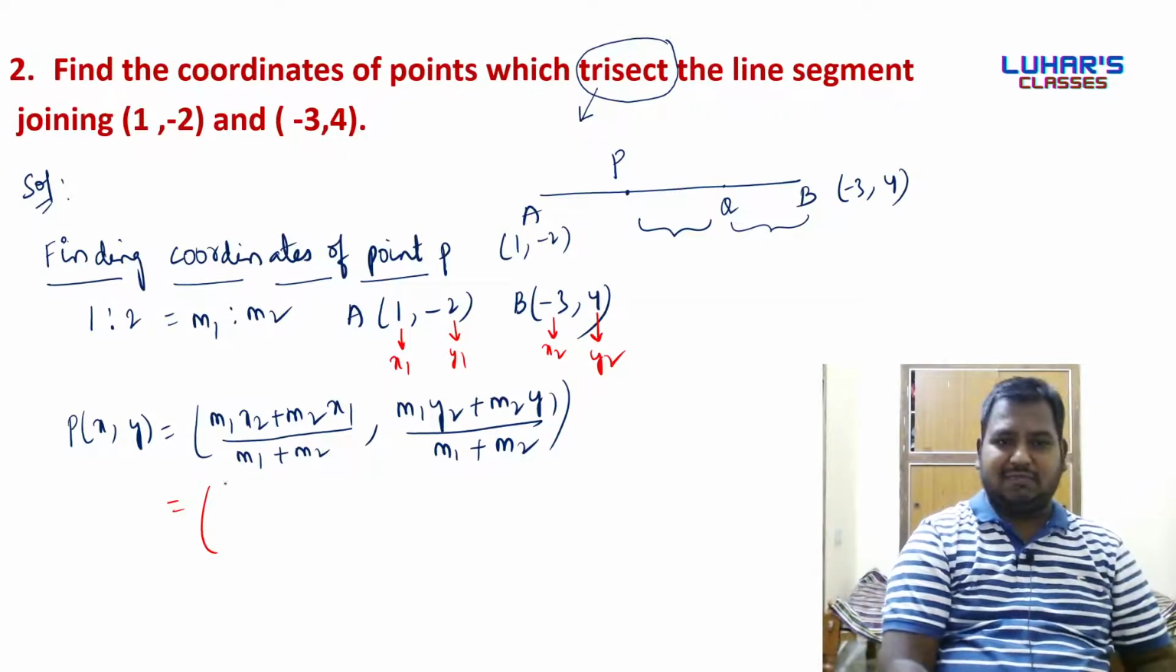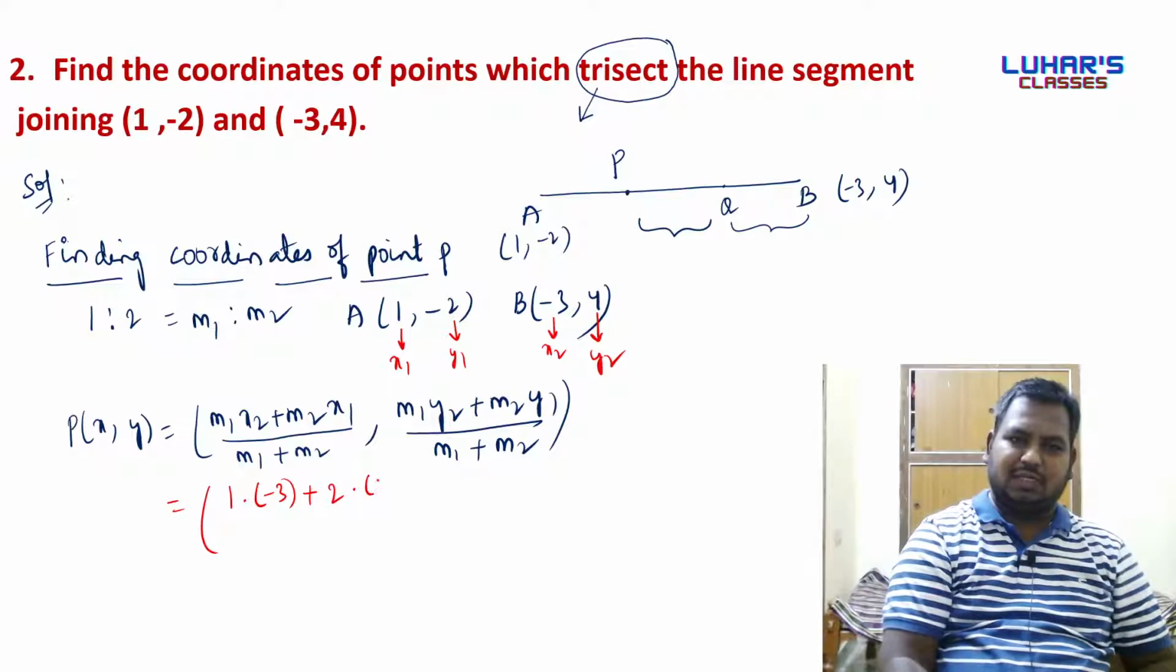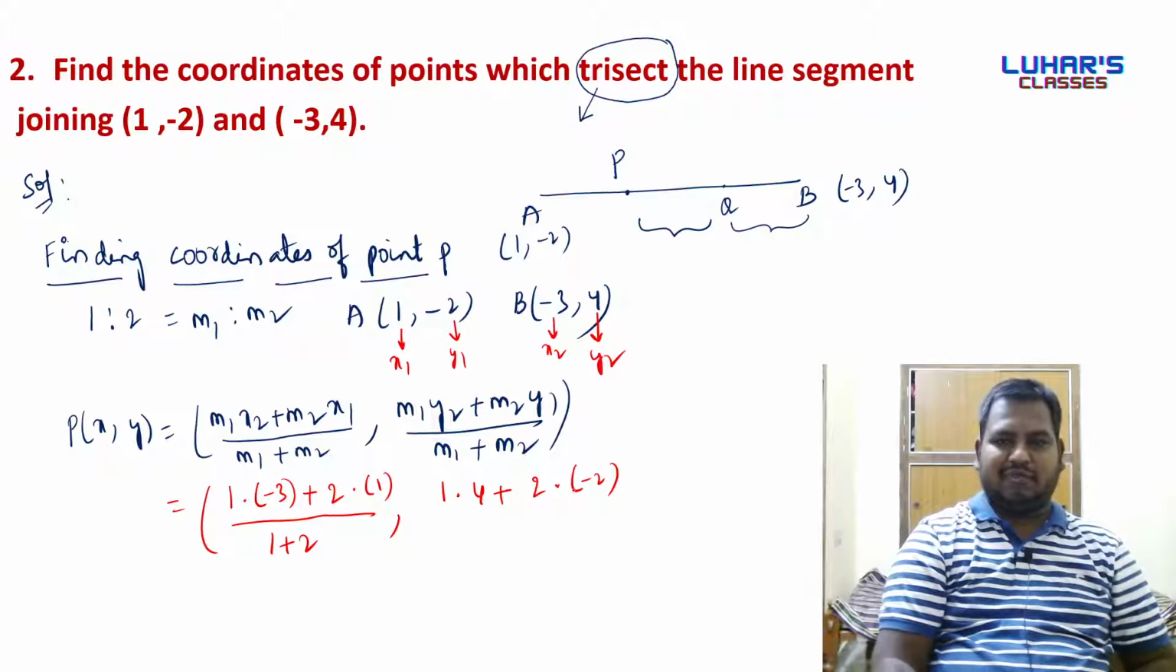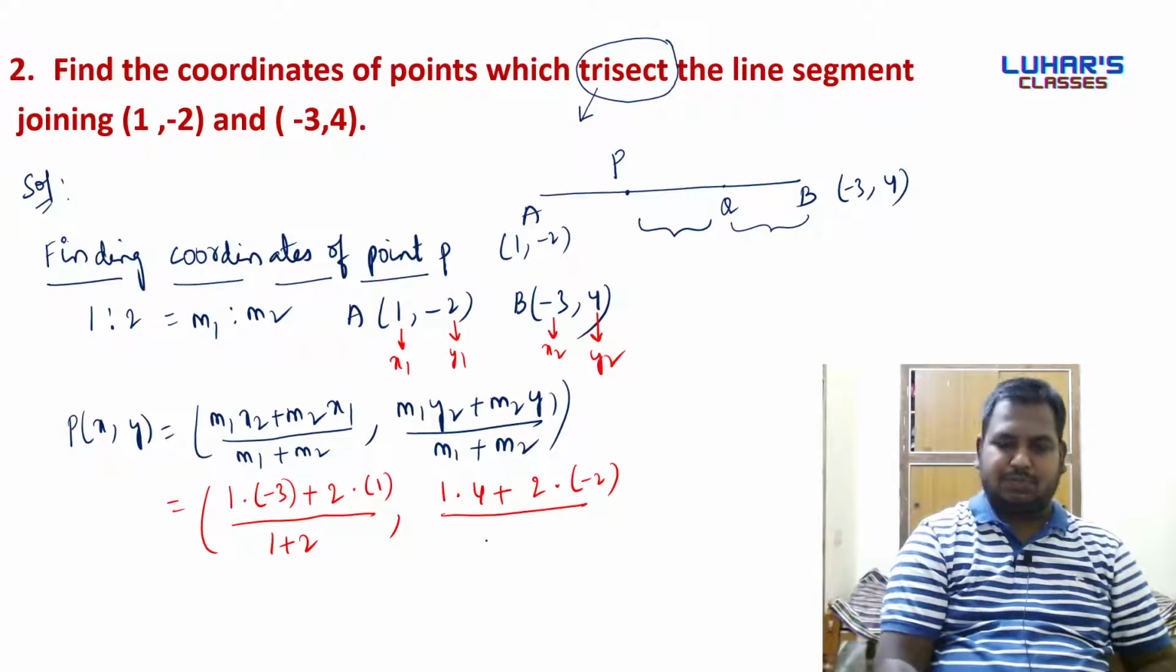What is m1? m1 is 1. What is x2? x2 is -3. What is m2? m2 is 2. What is x1? x1 is 1, over m1 plus m2, that is 1 plus 2. Next, m1 is 1, y2 is 4, m2 is 2, and y1 is -2. Let me cross check. Yes, the values are correct, over 1 plus 2.